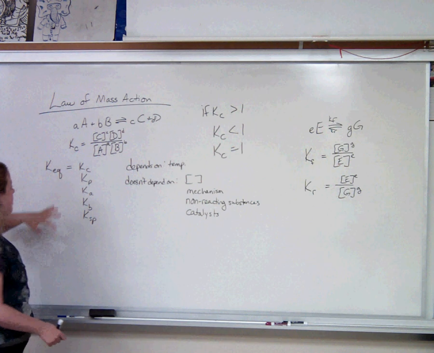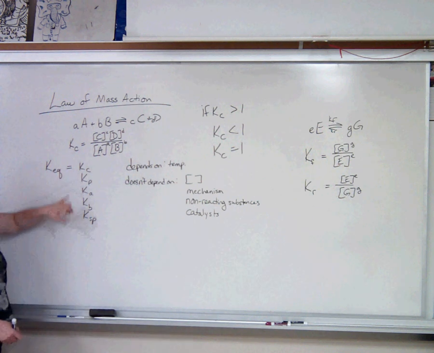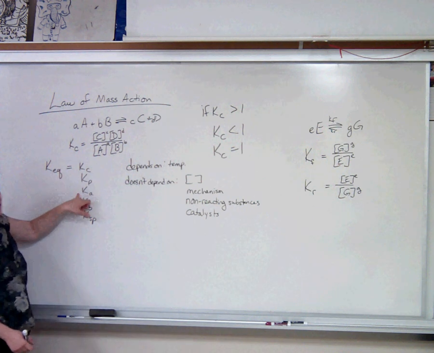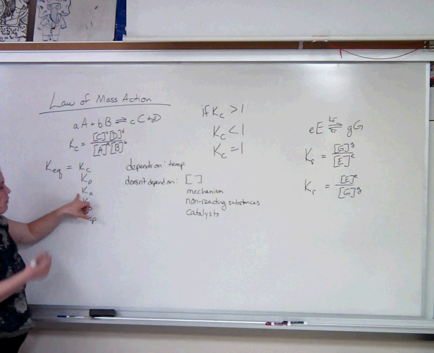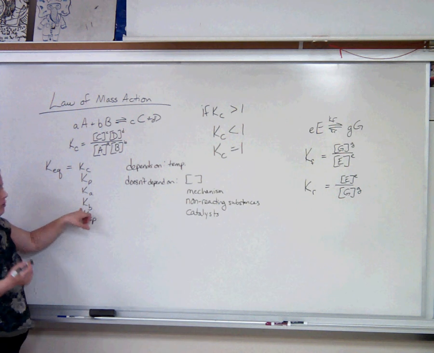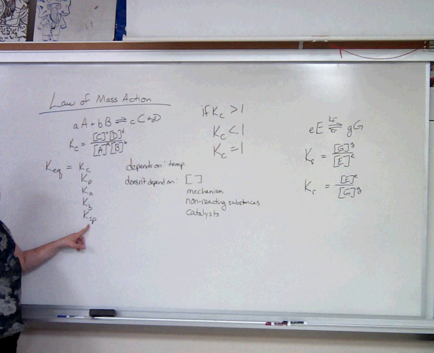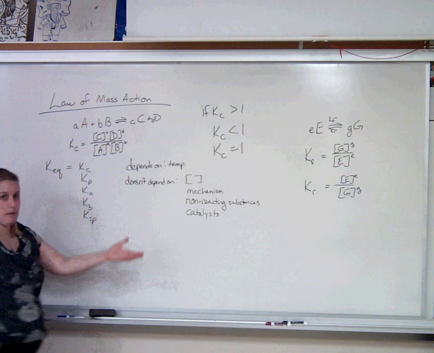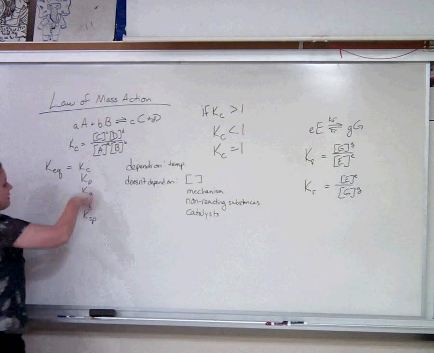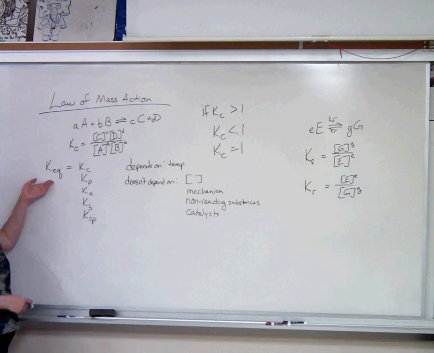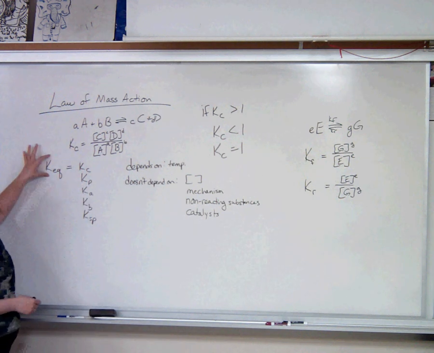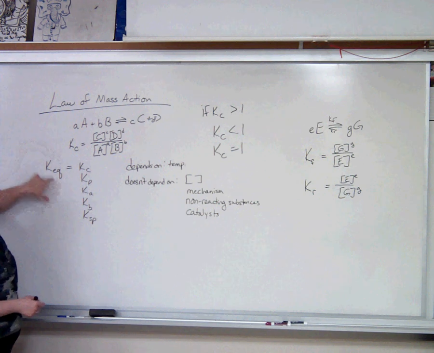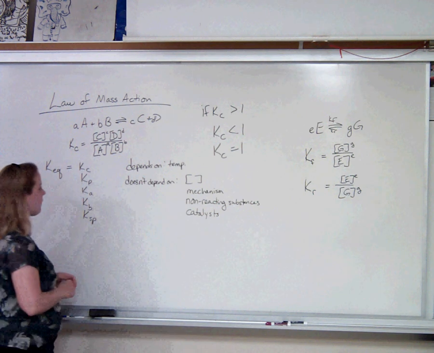You can also have Kp, which is for pressures, Ka, which is acids, we're going to do that next unit, unit 4, Kb, bases, also unit 4, and Ksp is the solubility product constant, and we'll be doing that when we hit reactions unit. All of these collectively are Keq, the equilibrium constant for any equation, any equilibrium.